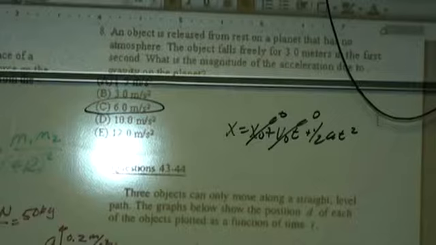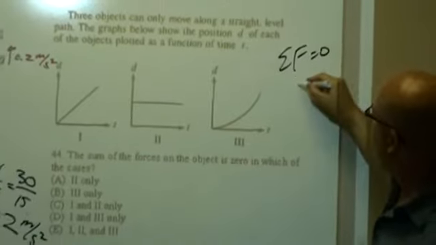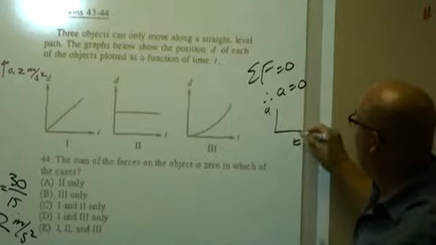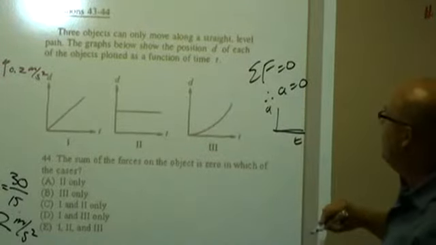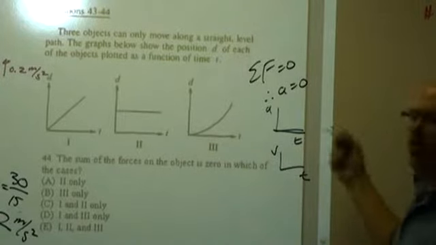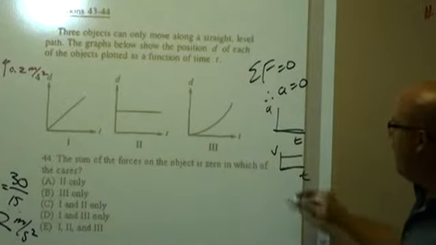The sum of the forces on the object is 0 in which case? It seems somewhat arbitrary, but how do we know if the forces add up to 0? That's equilibrium, which means acceleration is 0, which means the acceleration versus time graph looks like that, which means the velocity versus time graph has to look like a straight line, some sort of horizontal line, either there or there, right?